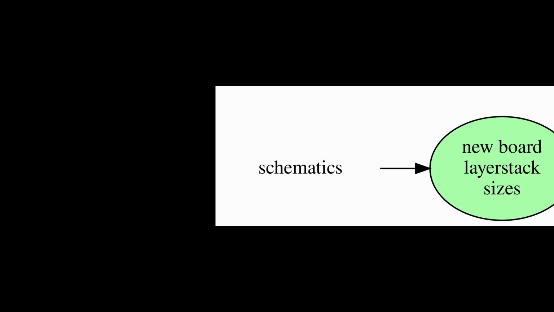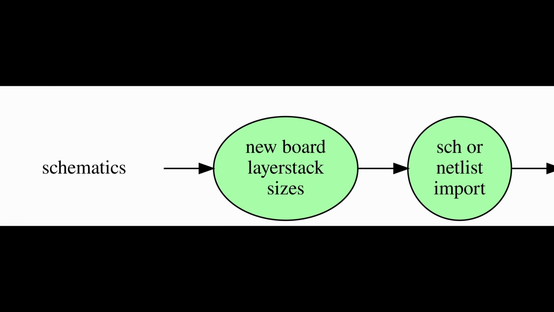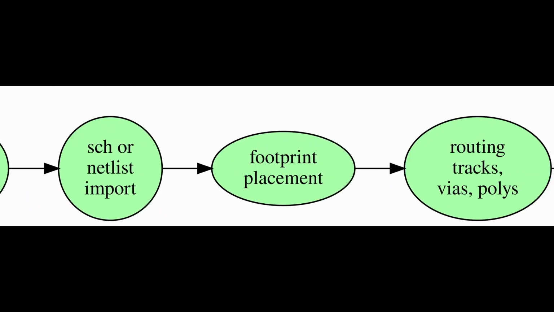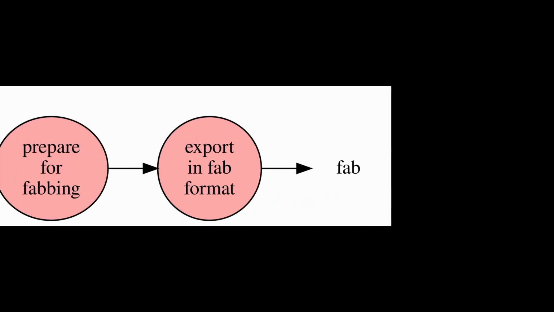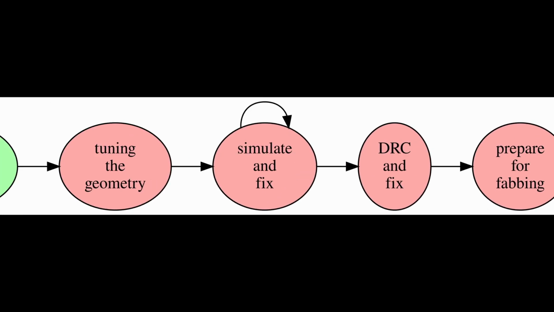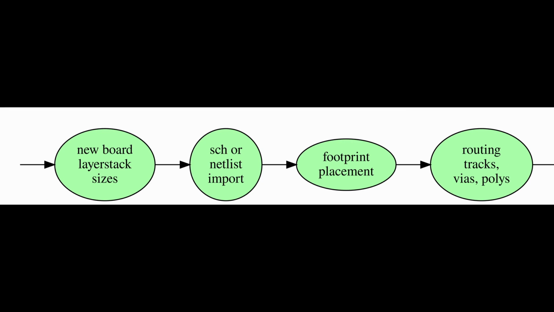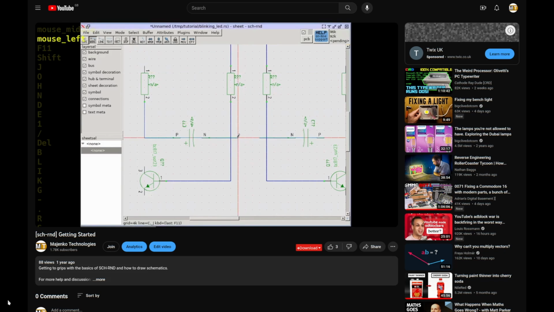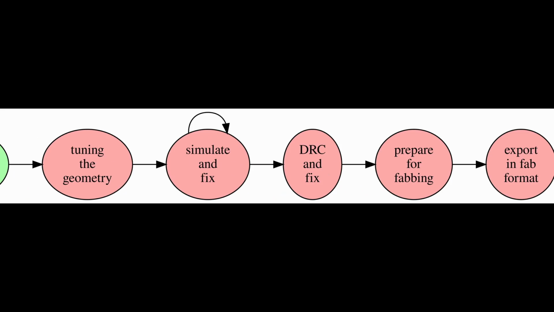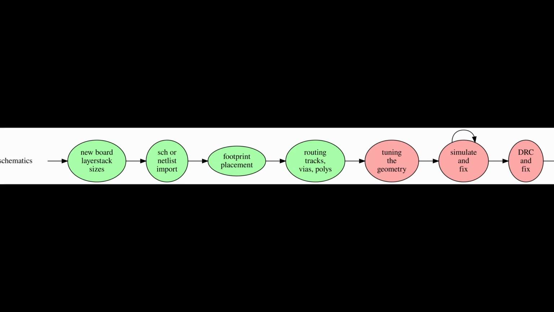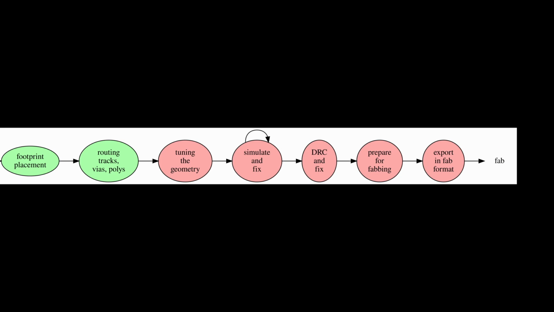A usual EDA workflow starts with the schematics, which is then forward annotated to the PCB layout process. This tutorial focuses on the first half of the PCB layout process, marked with green on this workflow diagram. The input is the blinking LED schematics drawn in the SCH-RND Getting Started tutorial. This video focuses on the bare minimum. Refinements, more advanced, more efficient editing, and the second half of the workflow will be covered in subsequent videos.